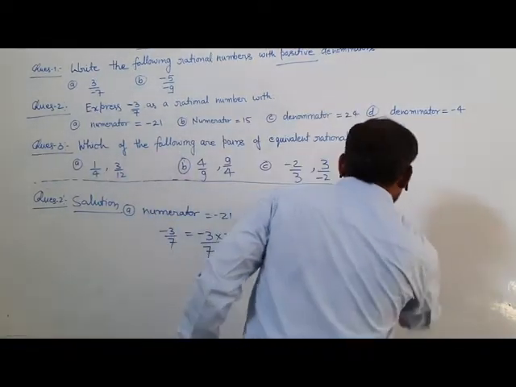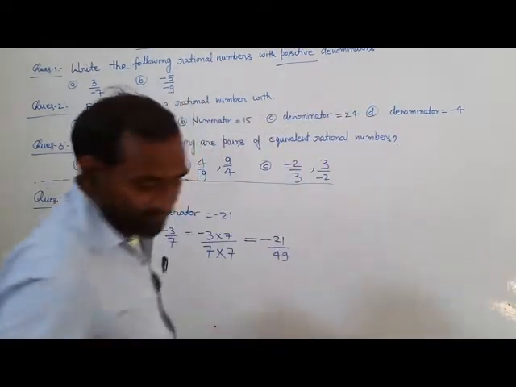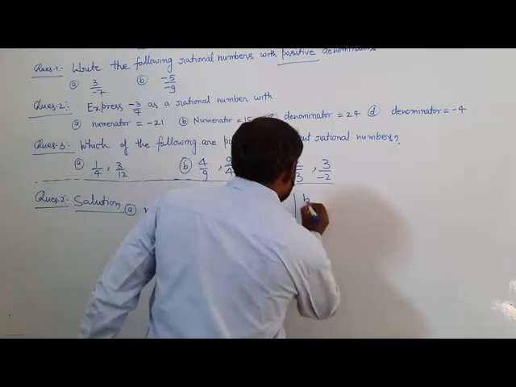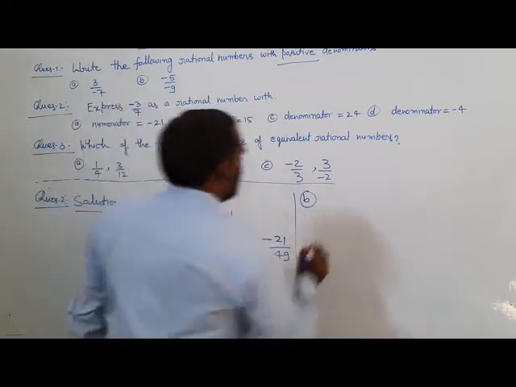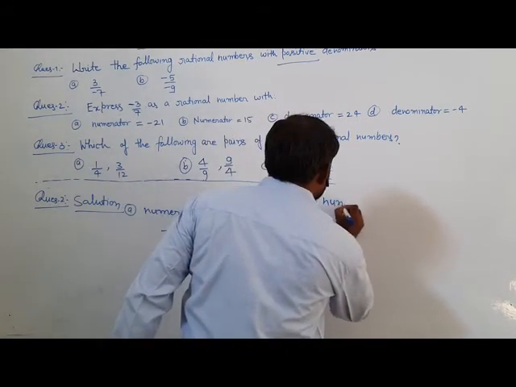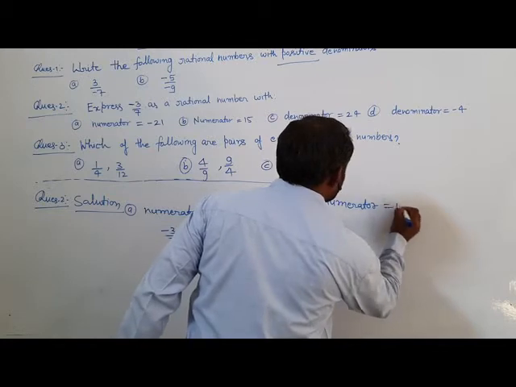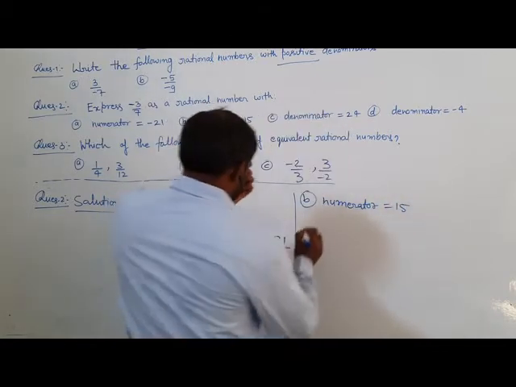Take B. Numerator is equal to 15. Solution.